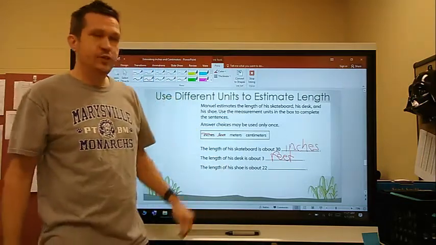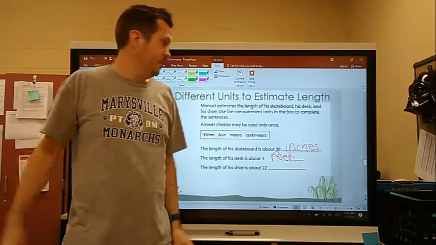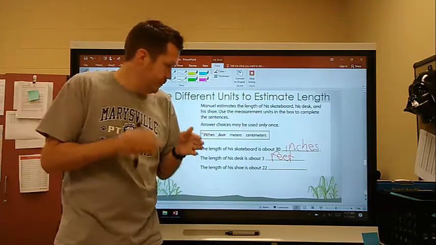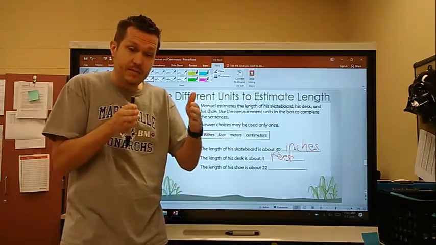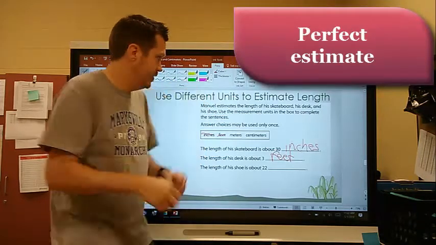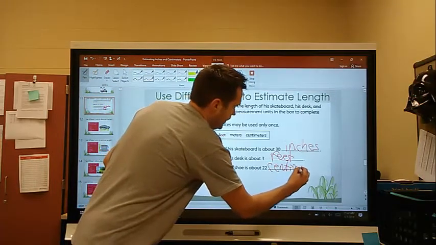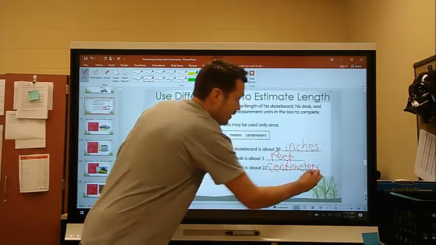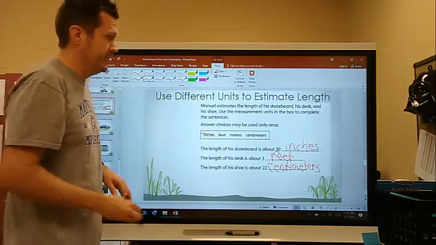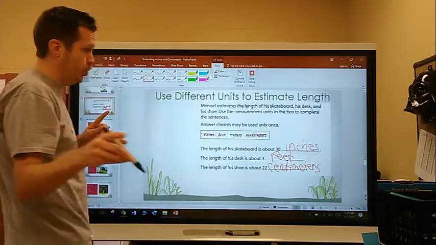The length of his shoe is about 22 meters. 22 meters? Whoa, that'd be way too big. 22 centimeters. Yeah, that'd be about right because he's a kid, so his feet are probably about this big. It's probably not that big of a foot. So about 22 centimeters. So that is definitely what it would be. The only way I could solve that was by thinking about all my benchmarks, though, and comparing them back to that. So make sure if you see a problem like that, you think about your benchmarks. It's going to help you.